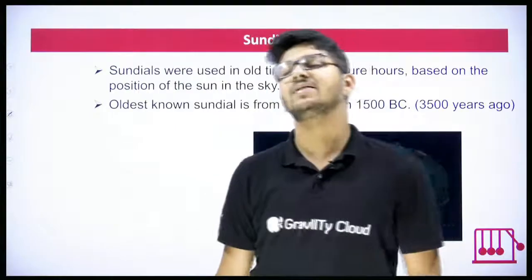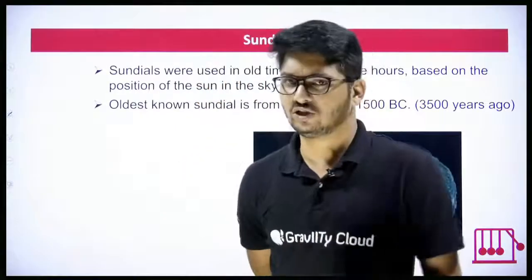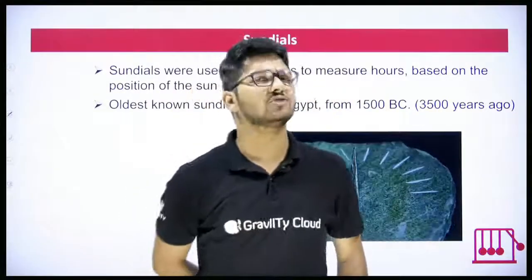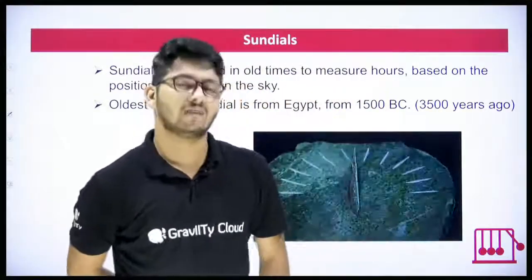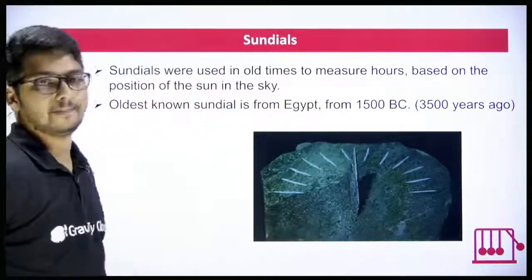So what did people in the ancient time do? Now they also had instruments of their own. Okay, not as good as the watches that we use, but they had instruments. And one such simple instrument is something called a sundial.